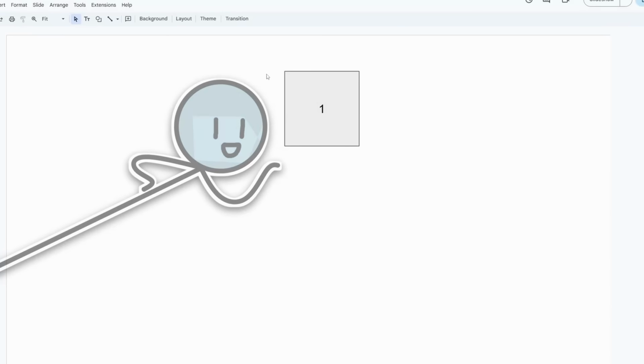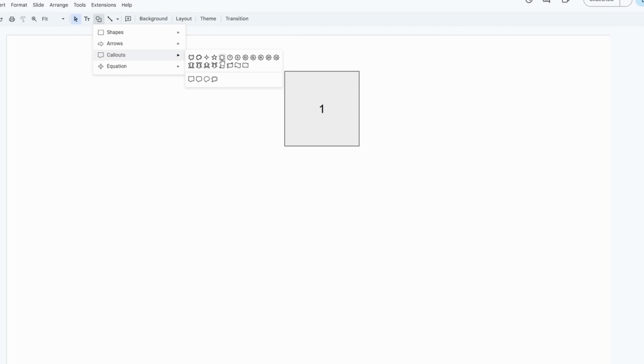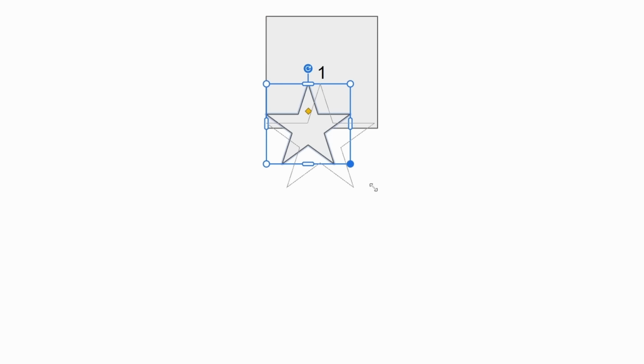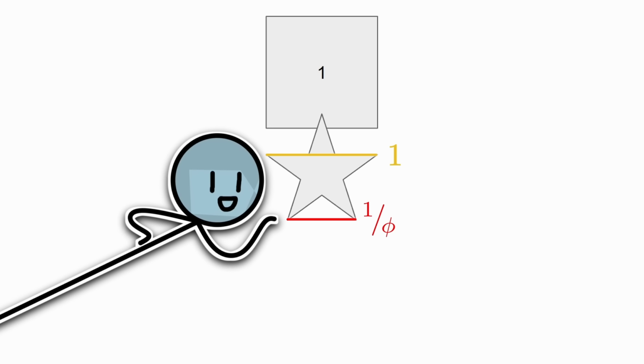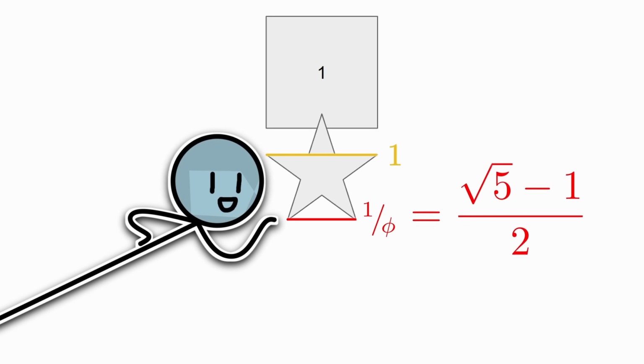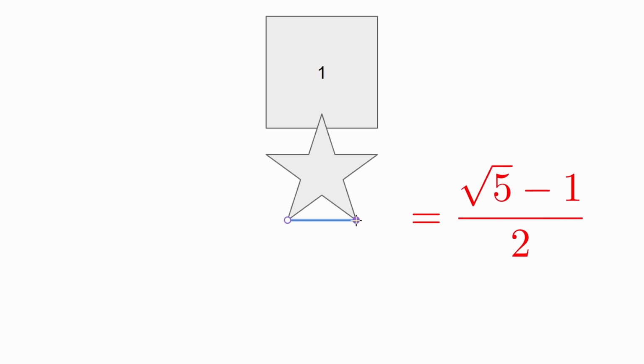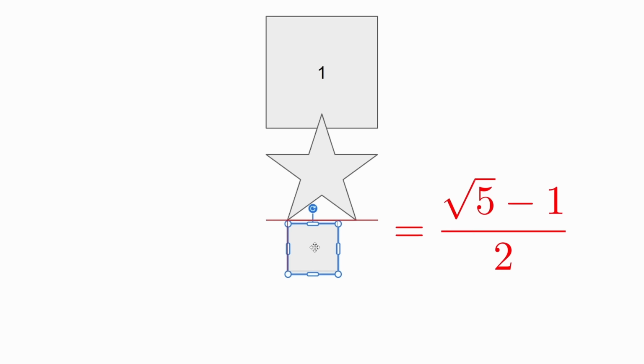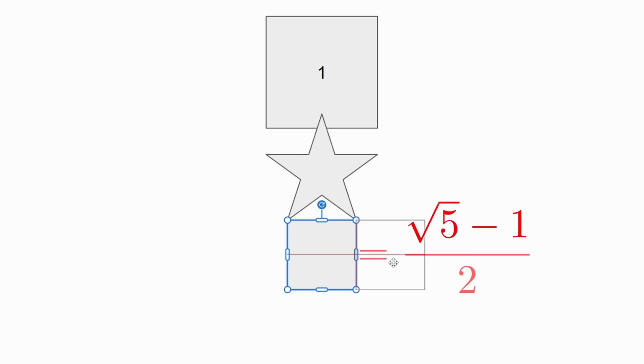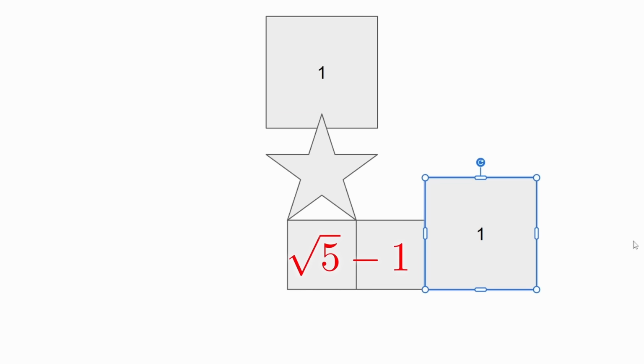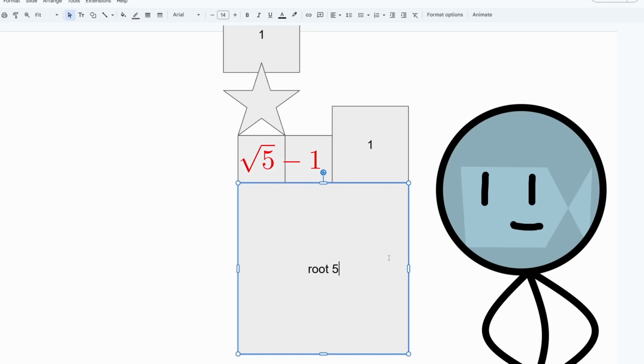Once we learn that, we can create a root 5 square like this. Draw a 5-point star as long as a unit square. That means this length is 1 over the golden ratio. I've already calculated that, which is (root 5 minus 1) over 2. We snap a line to that length and draw a square as long as that. After that, we double that and add 1, and boom, that is root 5.